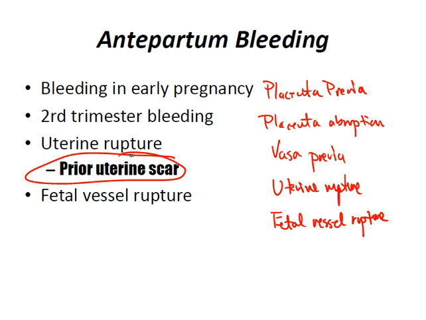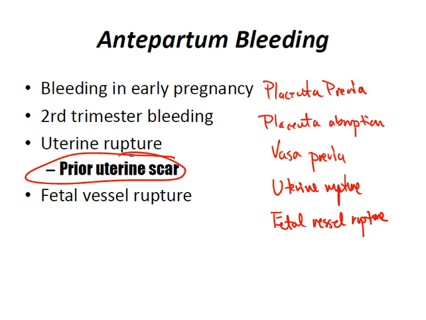Another rare cause of late bleeding is fetal vessel rupture. Now, risk factors of this include, number one, multiple gestations, same as uterine rupture; a velamentous cord insertion, where the vessels do not insert directly into the chorionic plate, but instead insert between the amnion and the chorion and are left unprotected. You also have vasa previa, which are fetal vessels that cross the internal cervical os.